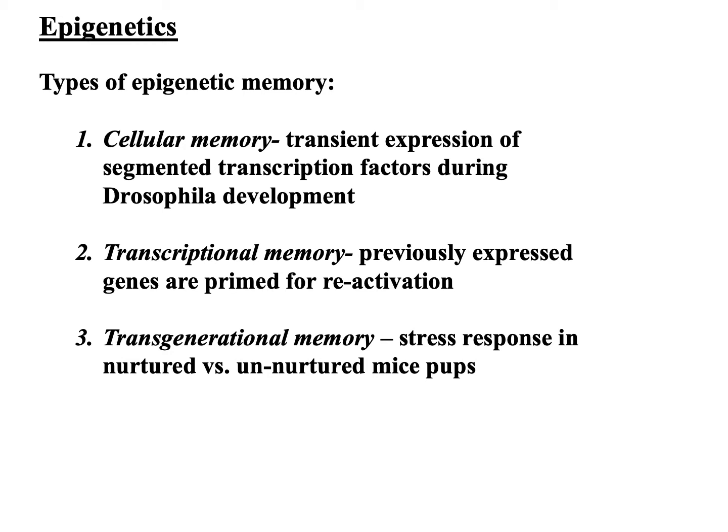And lastly, what occurs is known as transgenerational memory. This is a type of epigenetic memory where changes or modifications are actually passed on to the next generation, and we will see a classic example of that in the next series of slides.